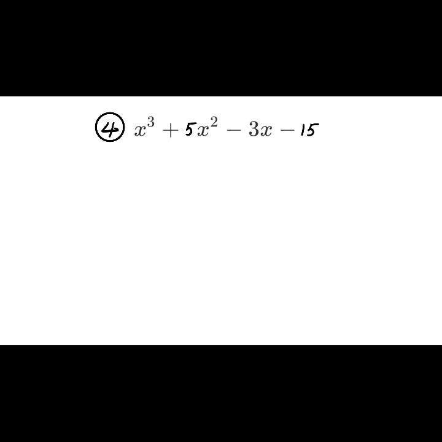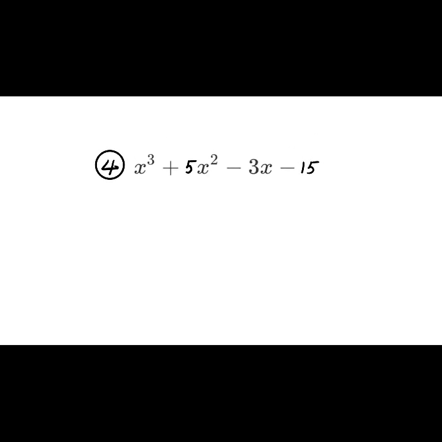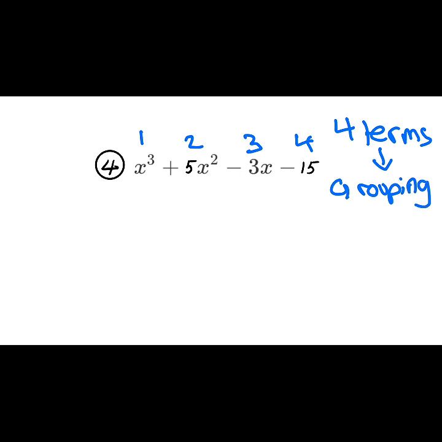X cubed plus 5x squared minus 3x minus 15. Again, this is 4 terms. Just count them real quick before you go too far. 1, 2, 3, 4. This is 4 terms, and 4 terms means grouping, kind of like that warm-up. So, let's do that. Again, step 1 is grouping, is to split the equation.